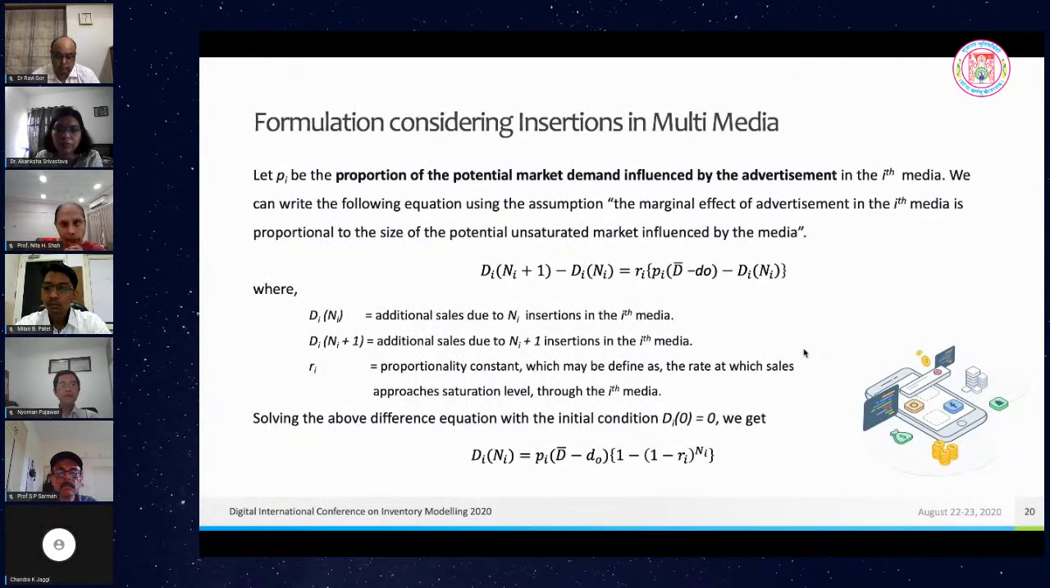And here we try to find out different media. That was the formulation for one medium. Now, if we have different media operating, and then how many insertions in the i-th medium, where i goes 1, 2, and so on, then how it impacts the buying behavior of the consumer and influences the demand of that product. Next, please.